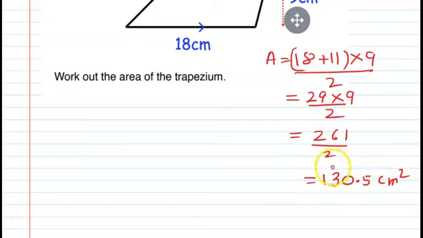Is that okay? So everybody understood how to find the area of a trapezium? So you need to add the sum of the two parallel sides, times the perpendicular height, and divide by 2.